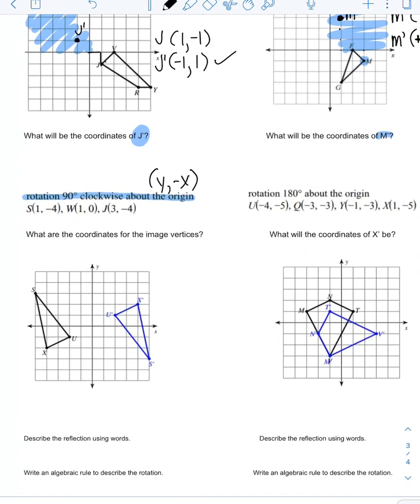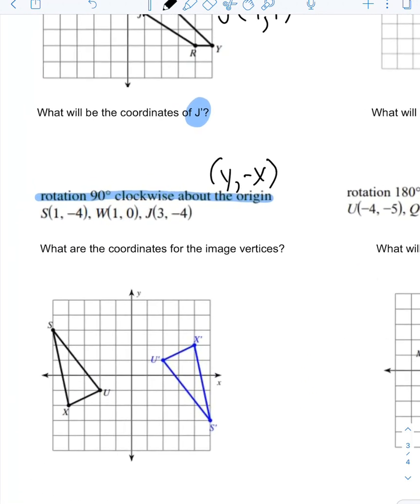So in your notes, what I want you to write is rotation 90 degrees clockwise, write the rule, copy these original points. And now you're going to write, you can pause the video to do that, but now you're going to write your rotated points. So S prime, it says flip the X and Y, so I'm going to do that first, and then change the sign of the second number. So 1 becomes -1.